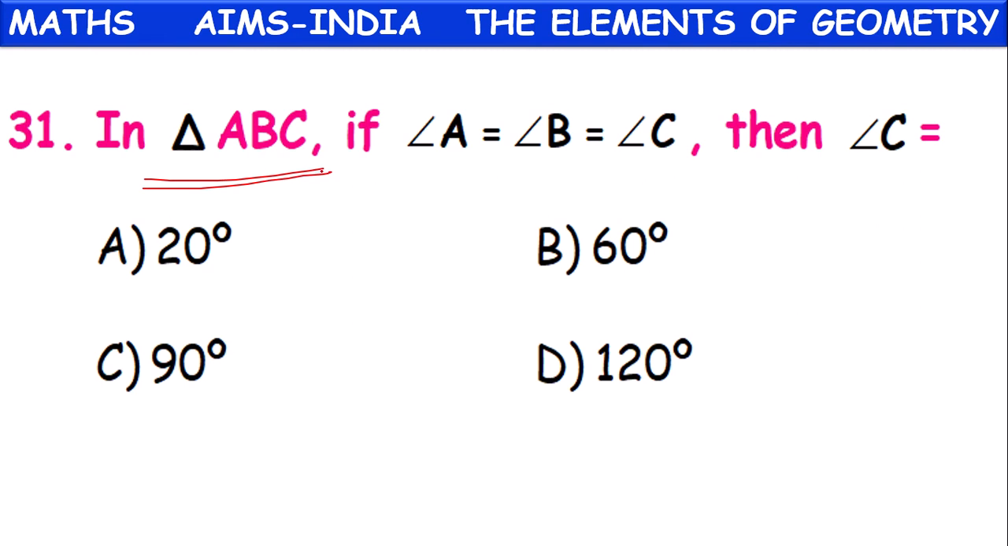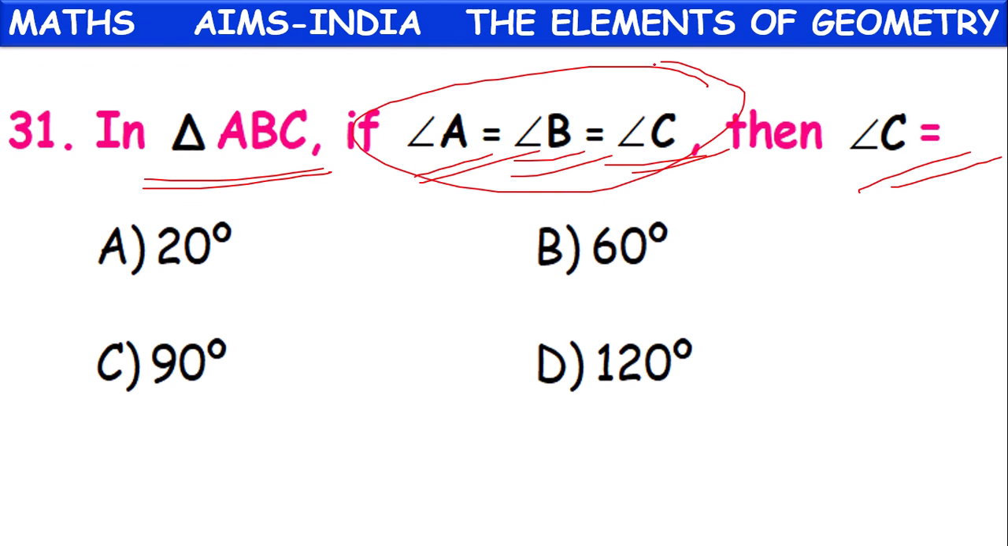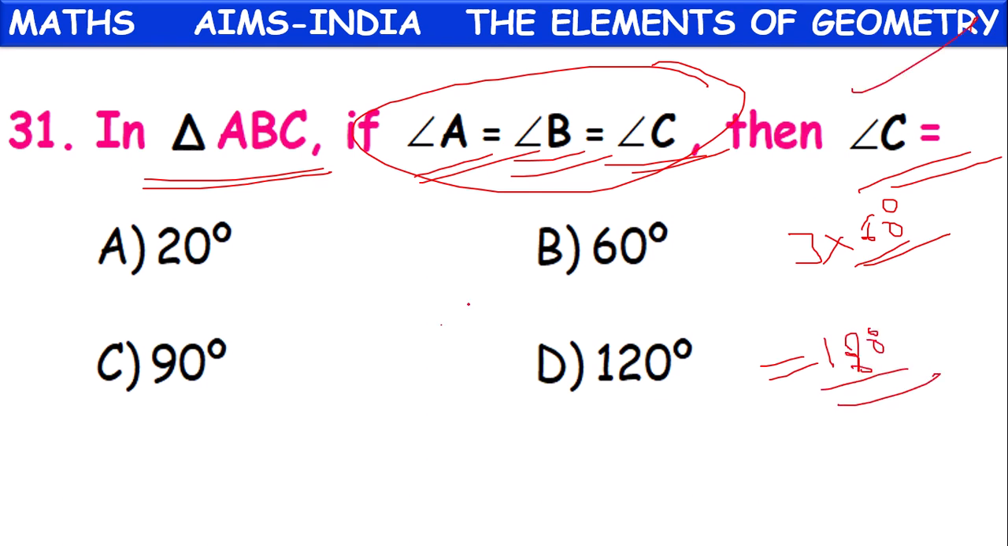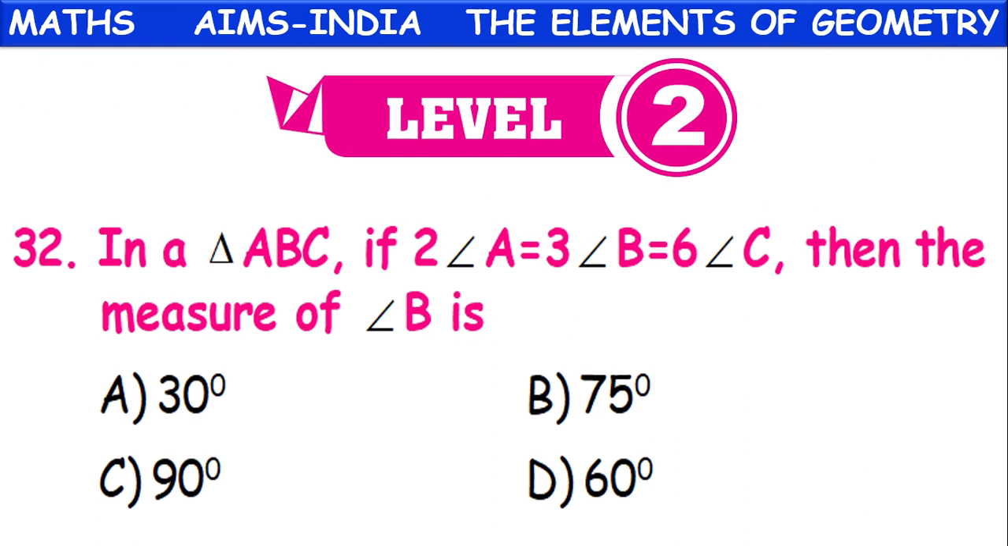In triangle ABC, if angle A equals angle B equals angle C, then angle C is how much? Three angles are equal, so it will be an equilateral triangle. Each angle is 60. So the sum of three angles is 180 degrees. So angle C is how much? 60 degrees.